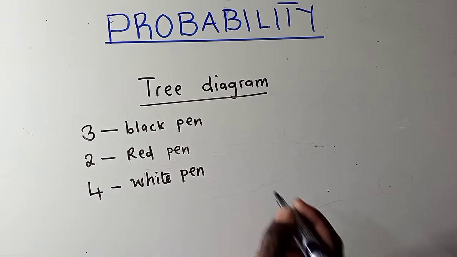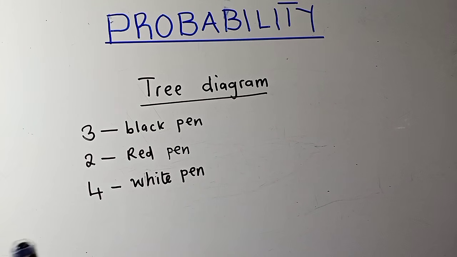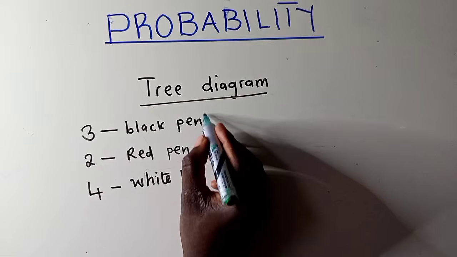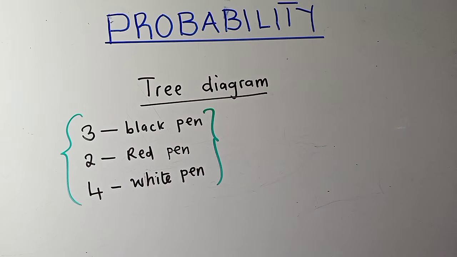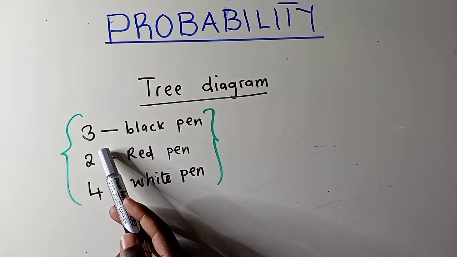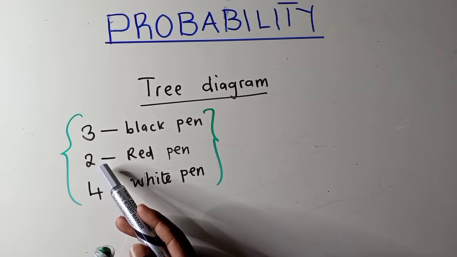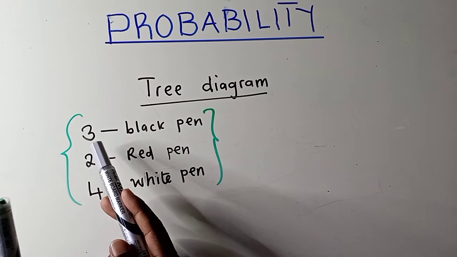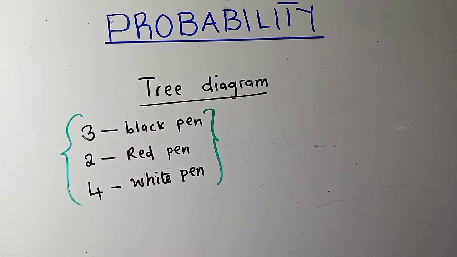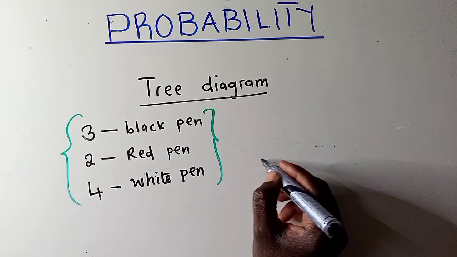So you've been given these colors of pens. And maybe they say, draw a tree diagram showing the probabilities of a person picking a red pen, and again he comes and picks the black pen, without replacement. So to show just a tree diagram, we do this.